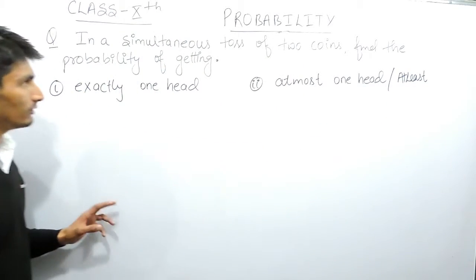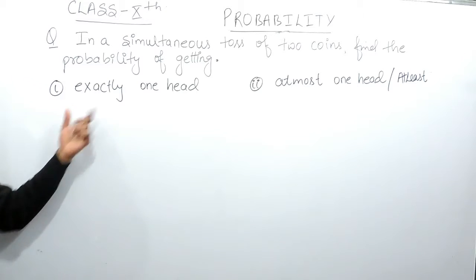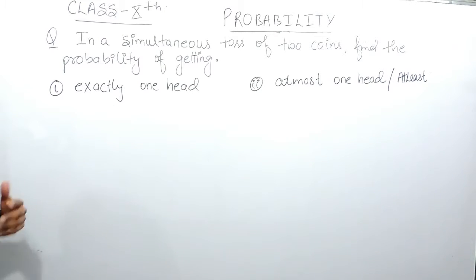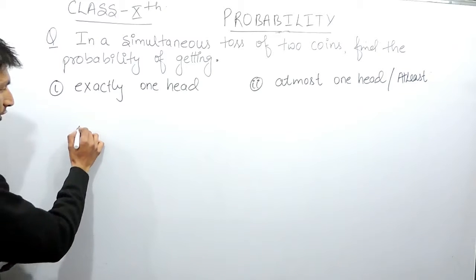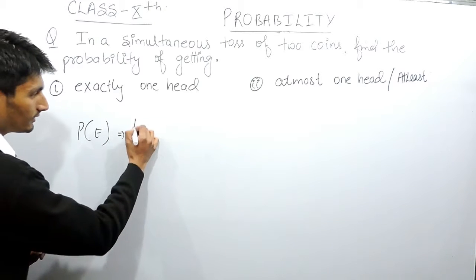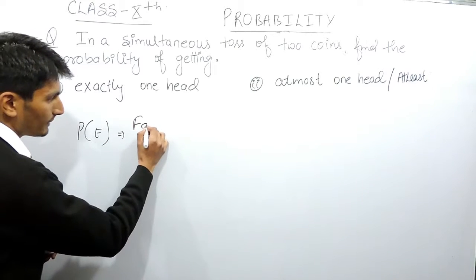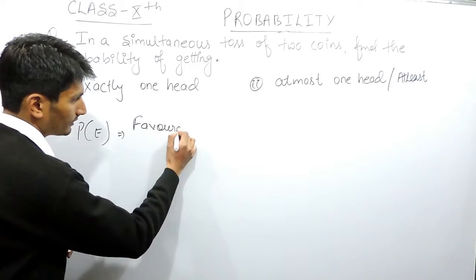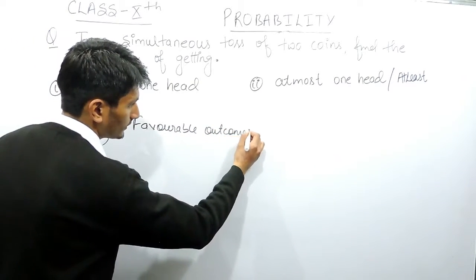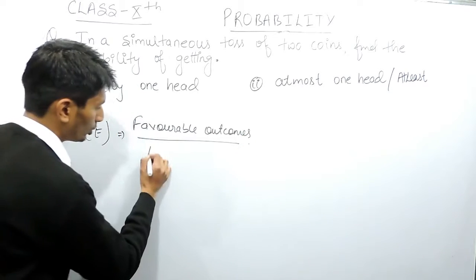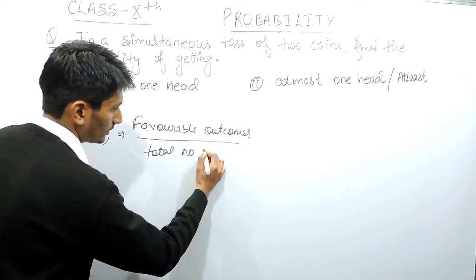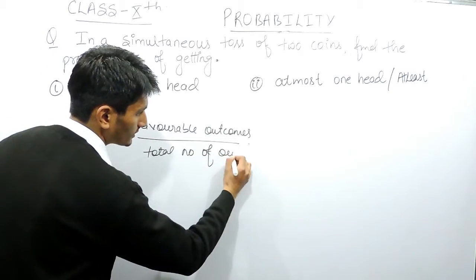So here first of all you need to understand the language, and then you must know that if you want to find the probability of an event, there is a formula for that. The probability of an event is equal to favorable outcomes divided by total number of outcomes.